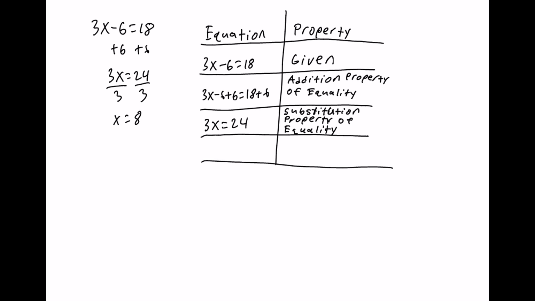Alright, next step. We have a 3 here in front of the x, and we want to get rid of that. It's multiplying, so we do the opposite, and we divide. So we take the 3x equals 24, and we want to divide both sides by the number in front of x. So divide the left side by 3, divide the right side by 3. That is the division property of equality.